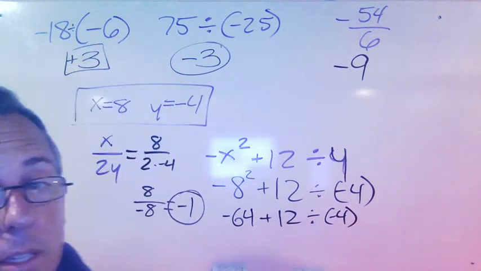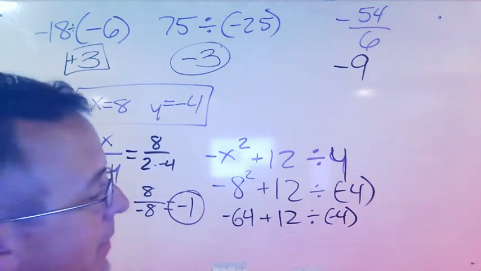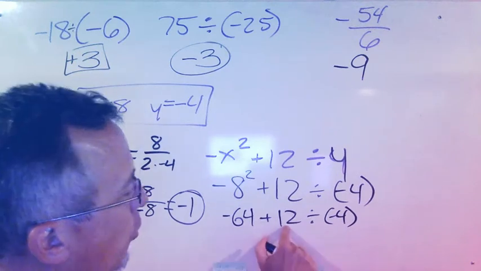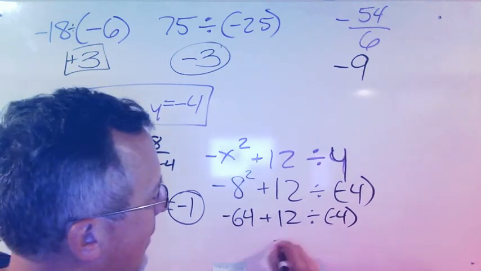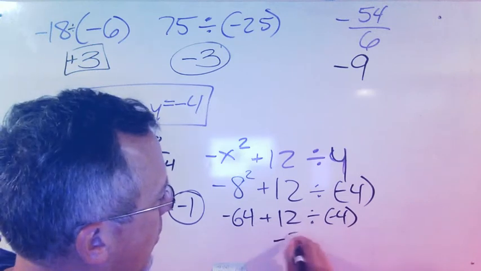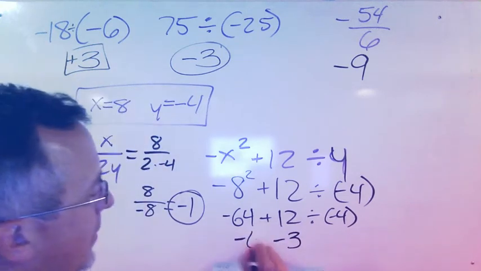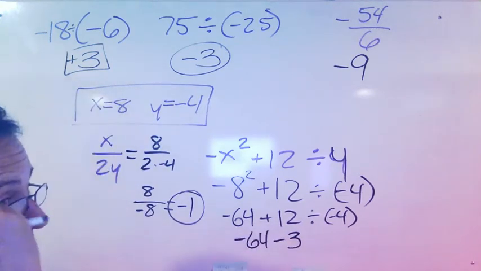What goes next? Correct. The division goes next. 12 divided by negative 4. Well, positive 12. Positive divided by negative is negative. 12 divided by 4 is 3. So it becomes negative 64 minus 3.